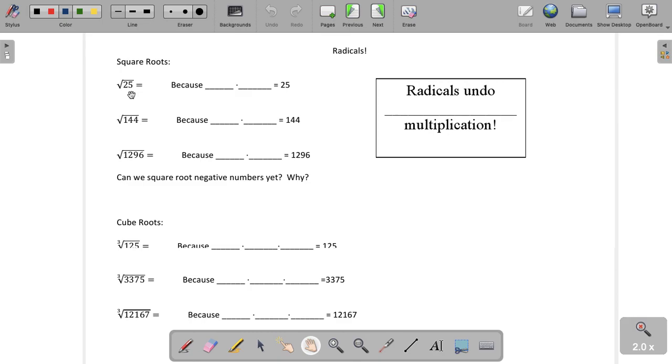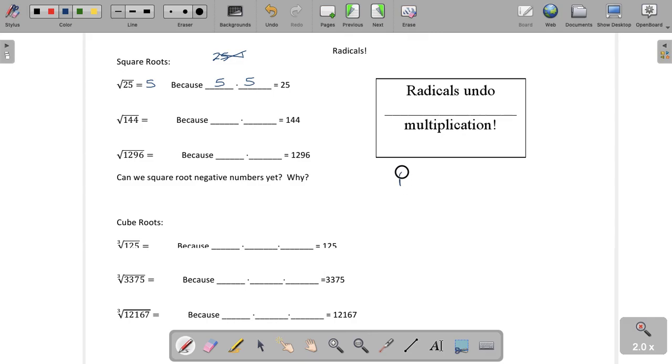Okay. If I want to know what the square root of 25 is, I say to myself, what 2 numbers multiply to 25, but those numbers have to be the same? So 25 times 1 is 25, but they're not the same, so that's not what I want. What I really want is 5 times 5. So 5 times 5 equals 25, and the square root of 25 equals 5.